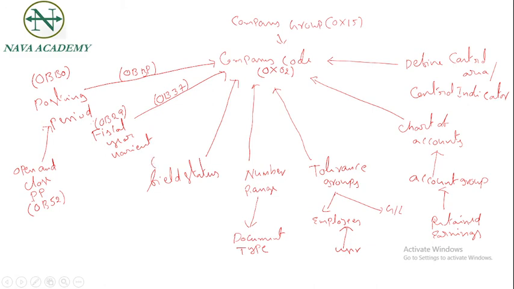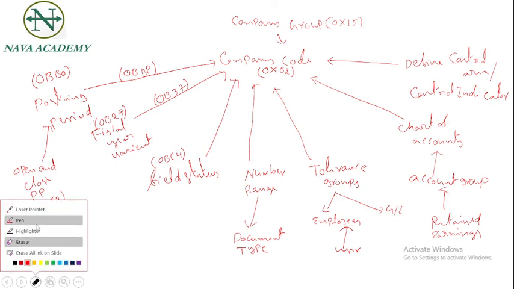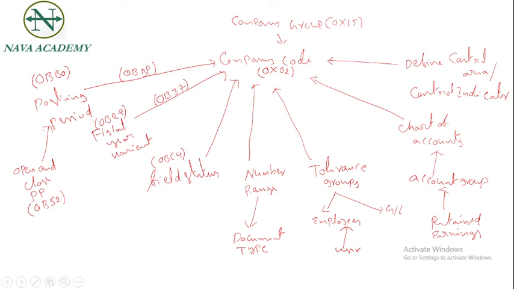Field status variant T code OBC4, and field status assigned. Field status assignment, right, OB C5.